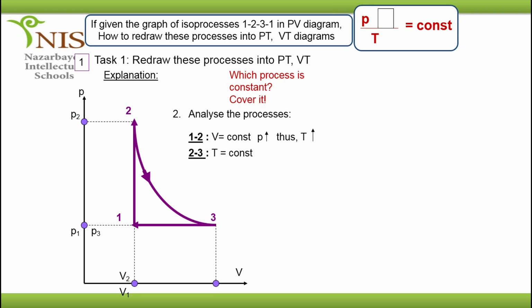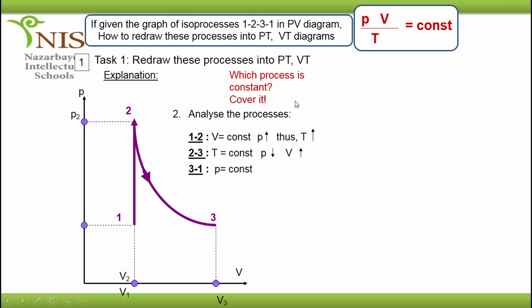Second, 2 to 3, T is constant. If T is constant, as you can see from the graph, pressure is decreasing, thus volume is increasing. Also you can have a look, volume V2 is increasing till V3.